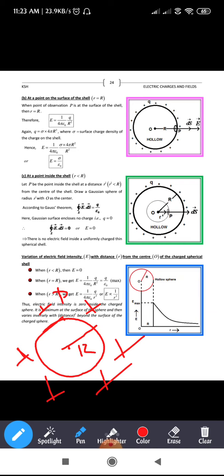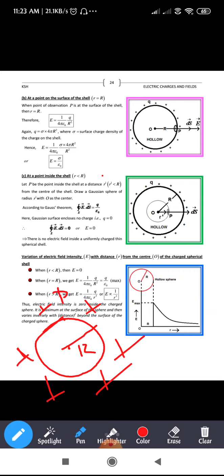In order to calculate the electric field on the surface, I'm going to do the same thing: we need to consider a Gaussian surface. What type of Gaussian surface? Even here it should be a spherical Gaussian surface. So we are going to consider a spherical Gaussian surface, and we are going to draw it on that point itself where we need to find the electric field.